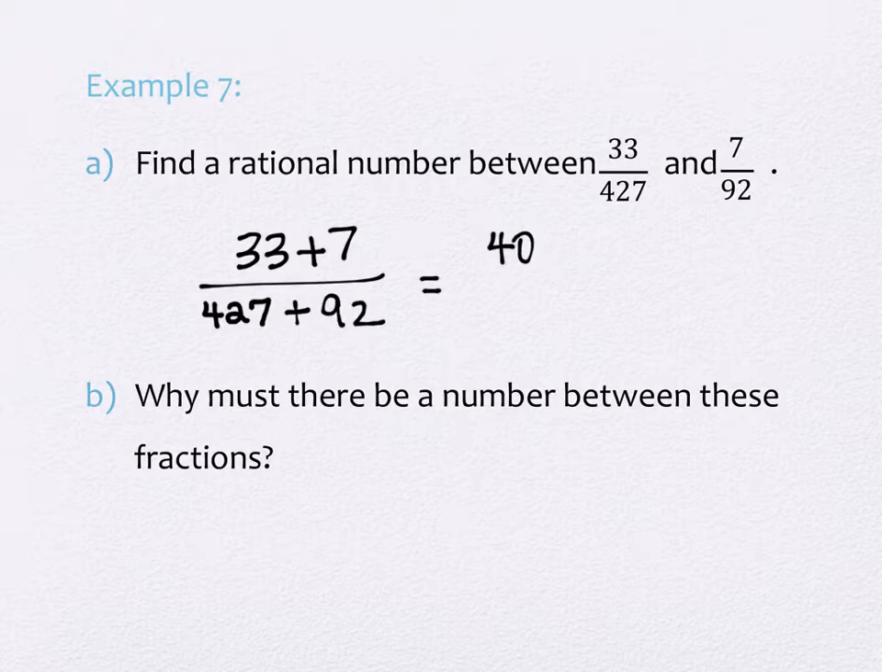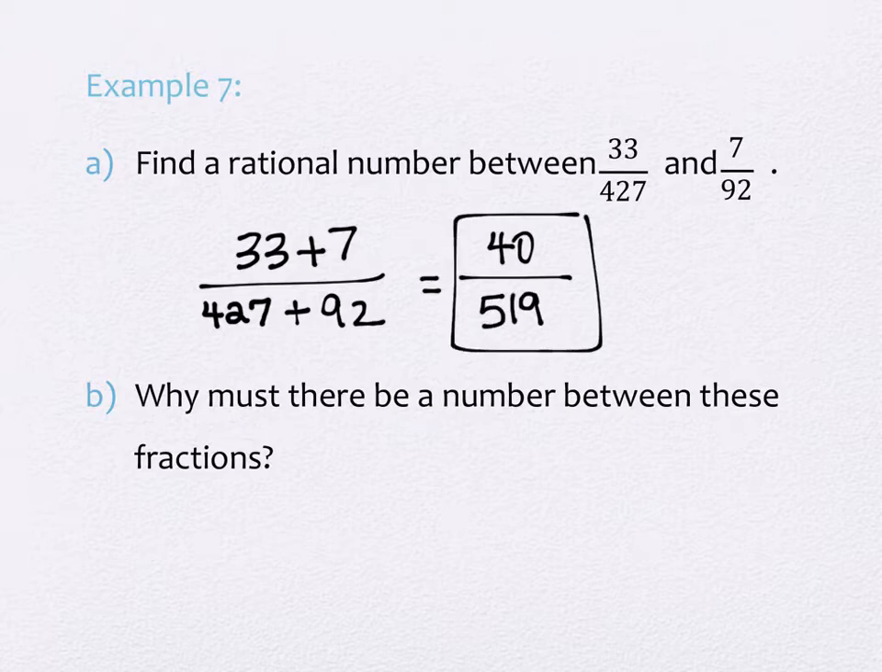So the top is 40. What's the bottom? Somebody have it? 500 and what? 19. Yep, 519. 40 is going to be even, divisible by 5s and 2s, but 519 doesn't divide by 5s and 2s, so we're done. Nothing to simplify. So much better than adding fractions and dividing by 2.